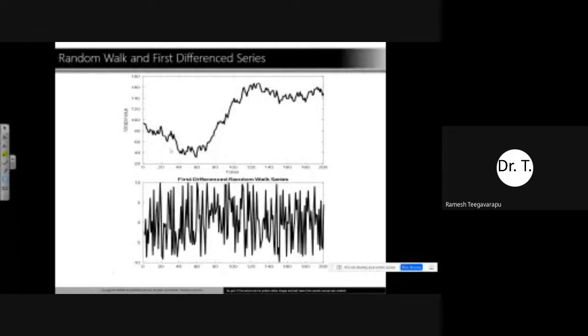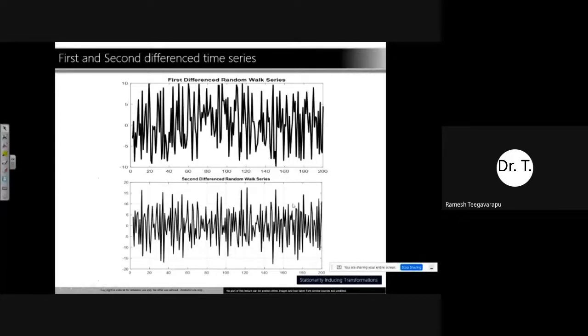For example, the first one is a random walk series. A random walk series is nothing but you start with one number and then you add a random perturbation to that and use the next one. So each value is dependent on the other one. Therefore, there's a very strong autocorrelation. So now we can difference this time series and we get a series called the first difference series.